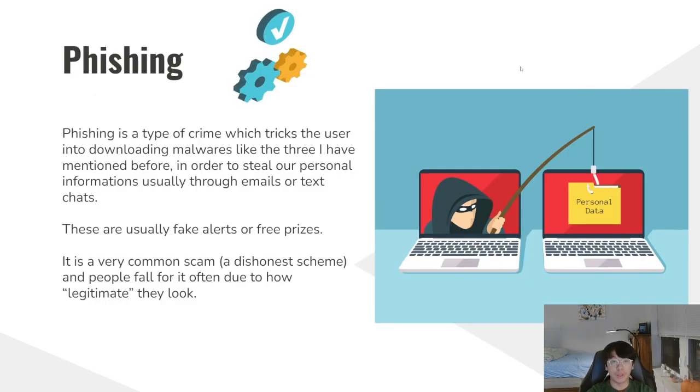Okay, now talking about phishing. Phishing is a type of crime which tricks the user into downloading malware, like the three I have mentioned before, in order to steal our personal information, usually through emails or text chats. The three I have talked about before are the virus, the ransomware, and the spyware. Those are all actions that are caused by phishing. So phishing is the crime which makes us download those malwares or malicious software.